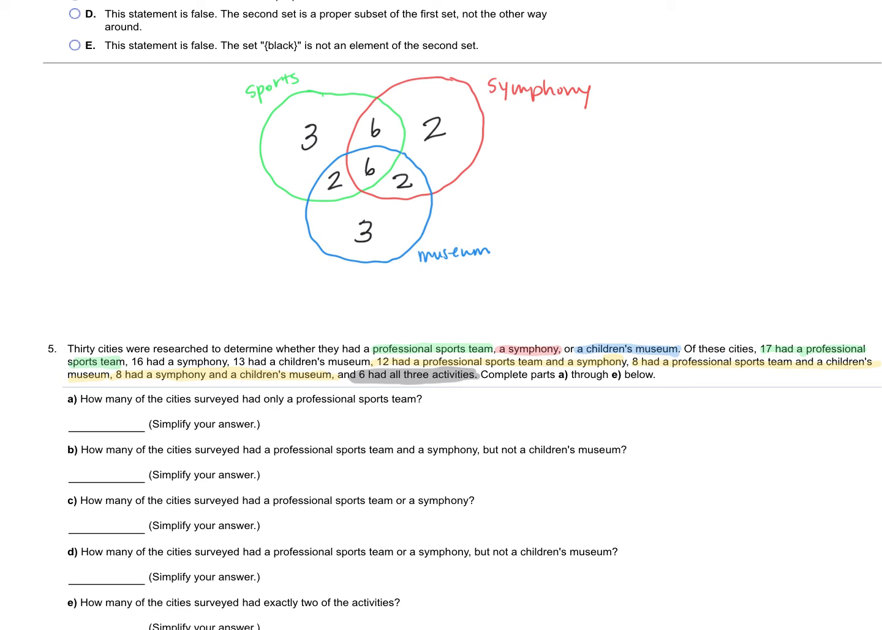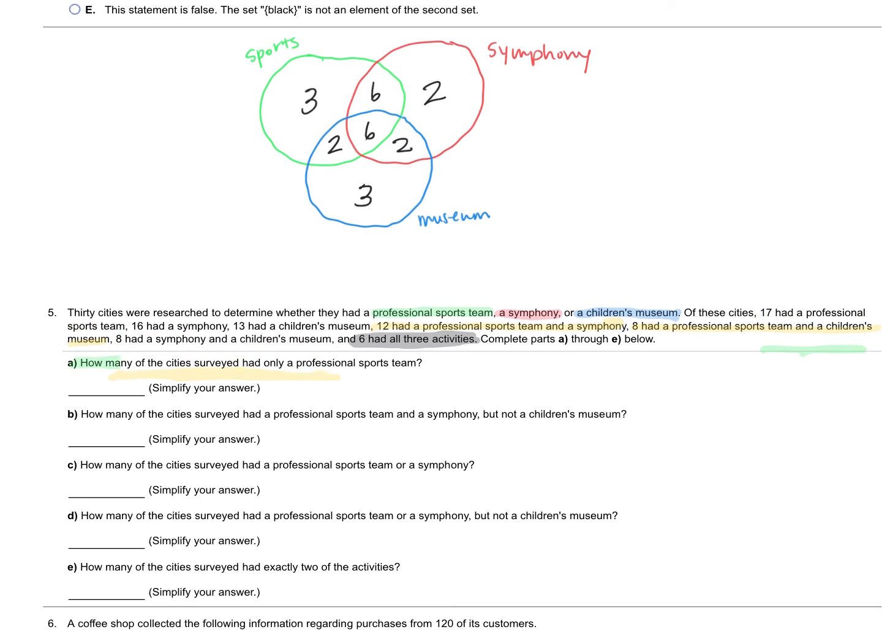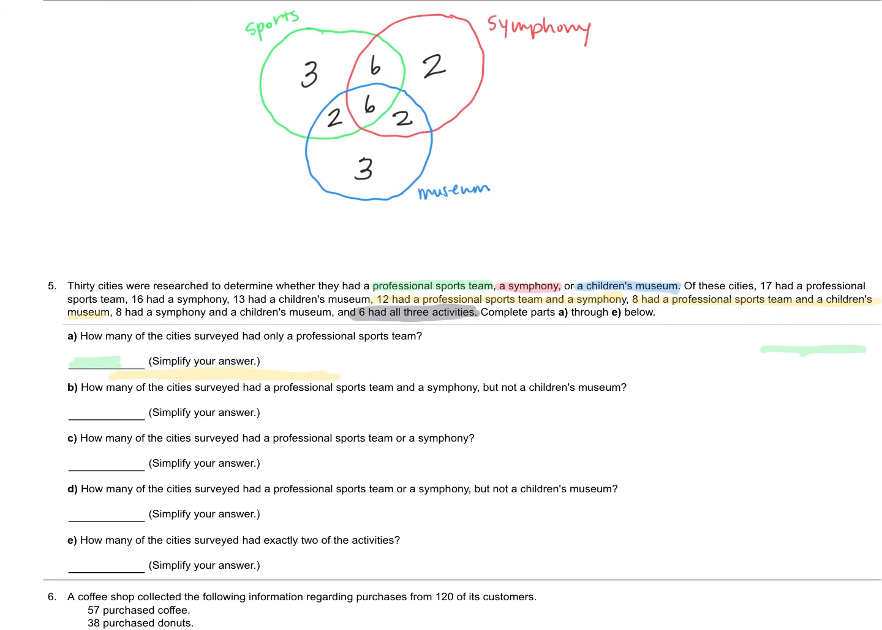Okay, so if you have any questions about how to fill in the circle with the information given, you can send me an email or you can watch this again and try on your own, but it's important that you're able to fill in a Venn diagram. So let's try to answer the questions now with that drawn.